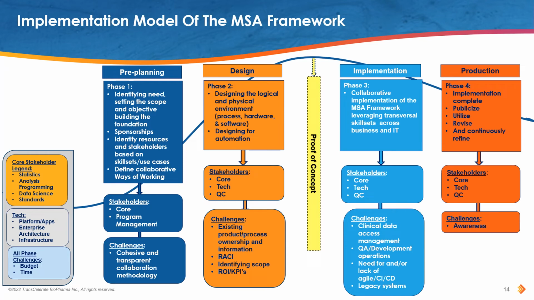Here are the phases of implementing the MSA framework model. It starts with pre-planning, design, implementation, and production. We have identified the considerations involved in each phase, along with key stakeholders and challenges. The legend on the left groups the stakeholders into two buckets, core stakeholders and tech stakeholders. Additional stakeholders are listed in each phase.